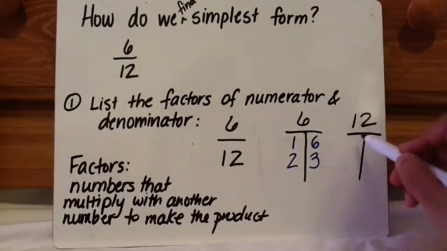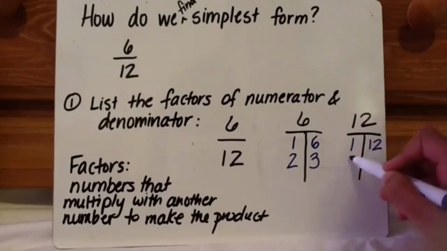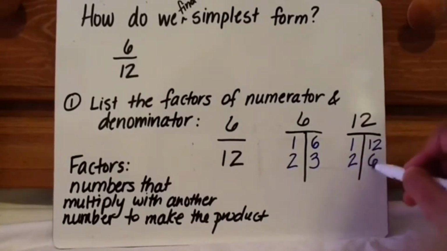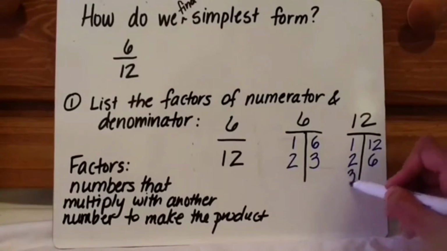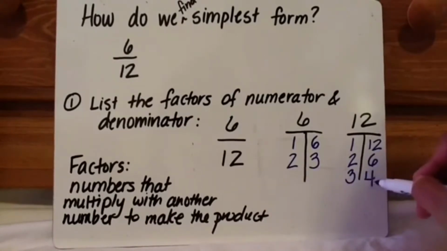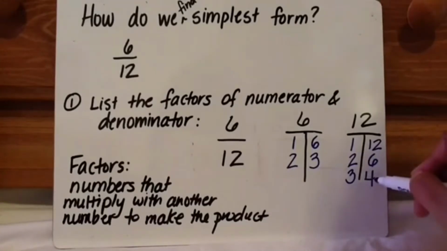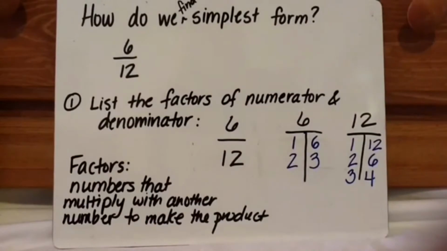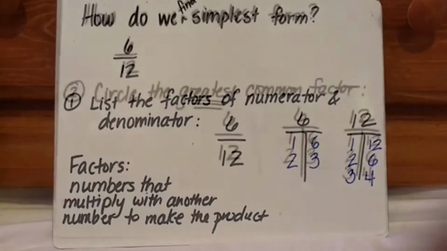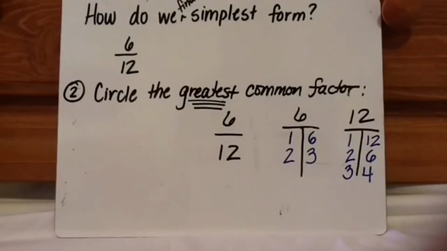So let's do 12. Start with 1. 1 times 12 is 12. 2. 2 times 6 is 12. 3. 3 times 4 is 12. 4. I'm not going to write 4 because I'm over here now, which means I need to stop. So after you do that, your next step will be circle the greatest common factor.